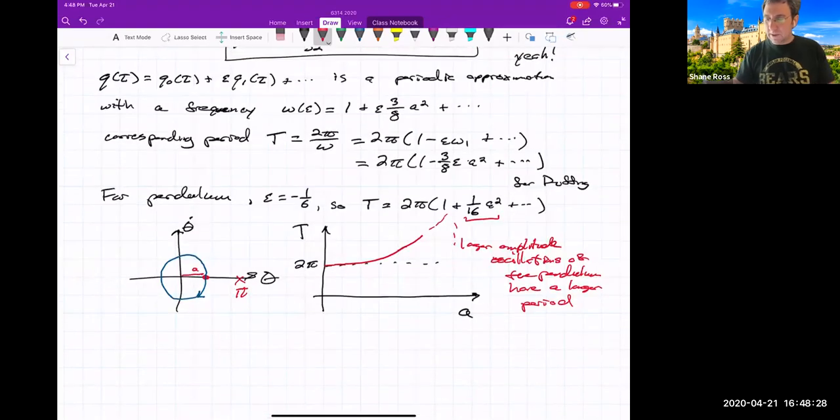Next time, we'll be looking at frequency response curves. So when you drive a system at a certain frequency, what kind of response do you get in terms of its behavior? We'll do that both for the linear case, then also the nonlinear case, which will be this Duffing oscillator, and with and without damping. So we'll do that next time, but that's it for today.